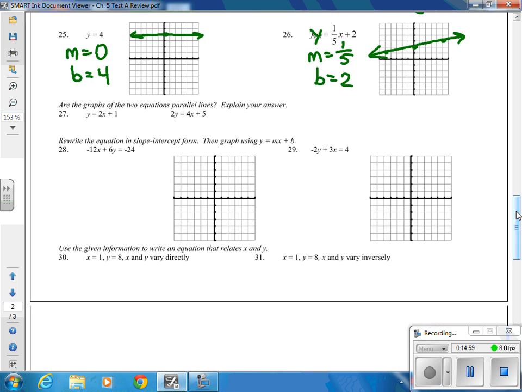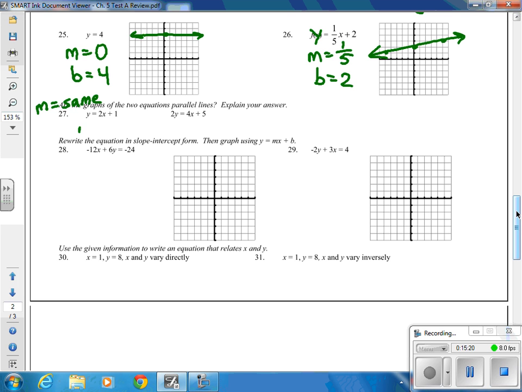Okay, for number 27, we haven't talked a whole lot about this, but it was mentioned in class on Monday, right before you took the test. All right, so make sure that you see it again and hear it again. It's an easy concept to come up with. You just have to understand one piece. If two graphs are parallel lines, then the one thing you're looking for is that your m value is the same for each one of them.